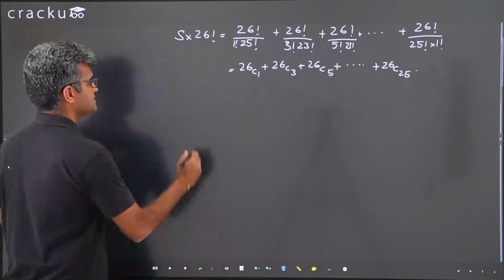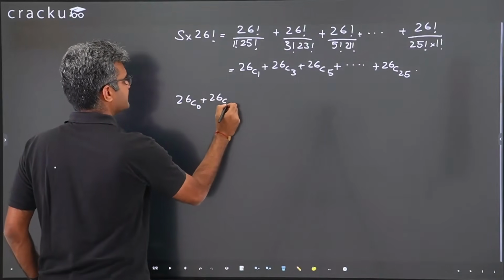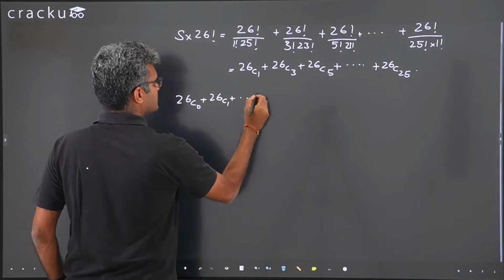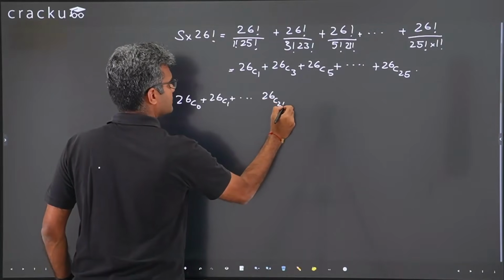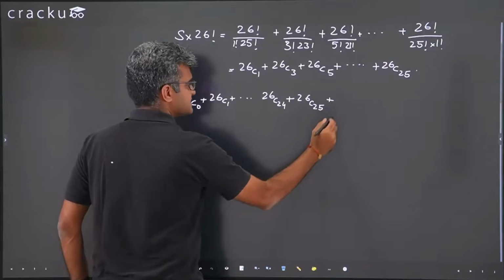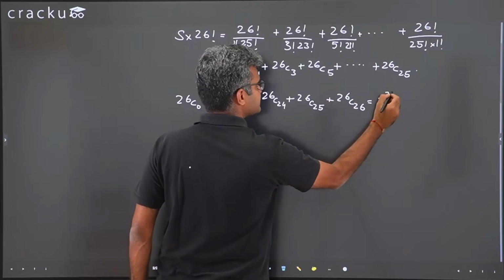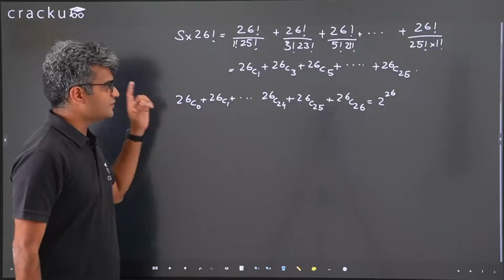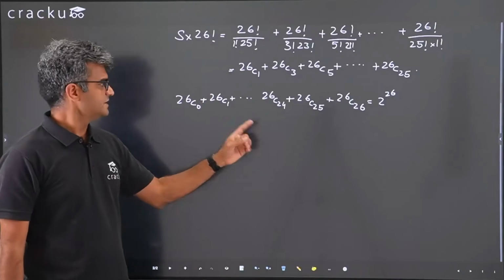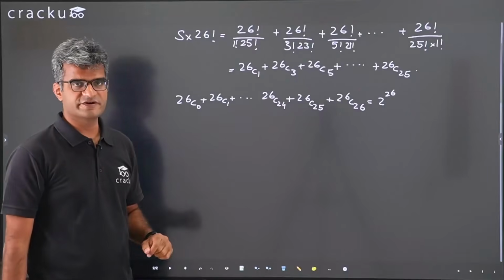We know that 26c0 plus 26c1 plus dot dot dot 26c24 plus 26c25 plus 26c26 is equal to 2 to the power 26. This is known. This is the sum of all the terms of the binomial expansion where the power is 26. This will be equal to 2 to the power 26.